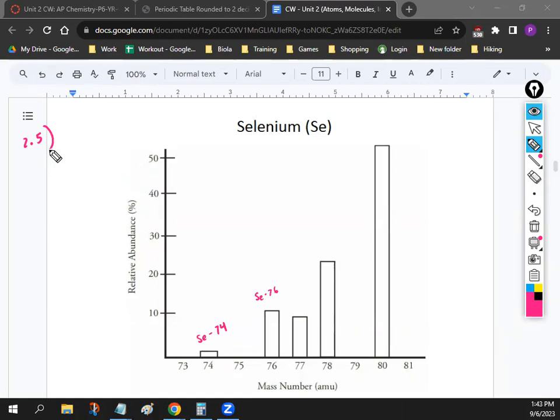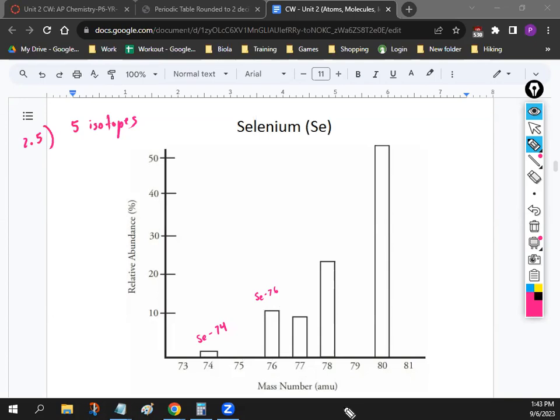So how many isotopes are there? 5. That's it. There are 5 isotopes, and we know that because there are 5 lines. The number of lines tells you how many different isotopes there are. You've got selenium 74, 76, 77, 78, and 80.